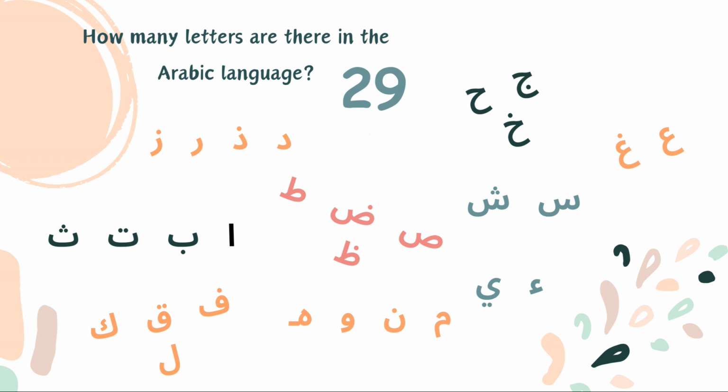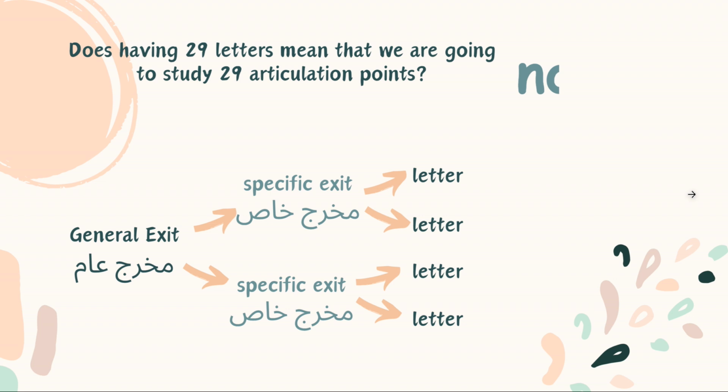For example, if we want to pronounce the letter sin, we say s, s. So this is the articulation point where the letter sin is pronounced. Okay? Now, having 29 letters, does it mean that we are going to study 29 articulation points? No, this is not correct.